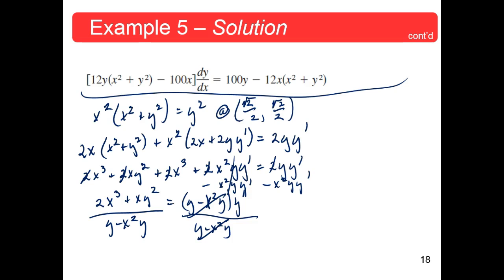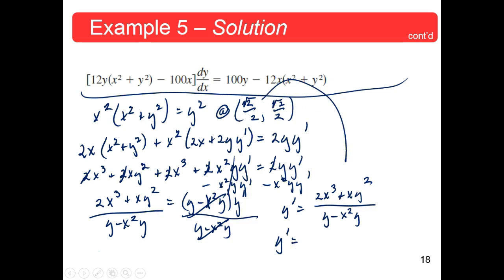What we've got to do is plug in that value. So what will that give us? Let me clean it up a little bit. y prime is equal to 2x cubed plus xy squared over y minus x squared y. Now let's plug in those values down here. And what do you get?